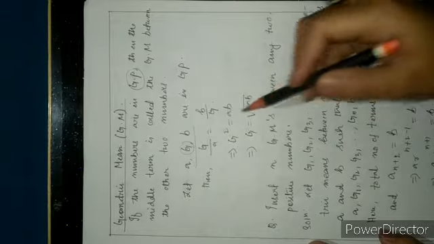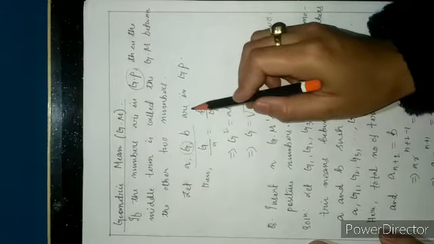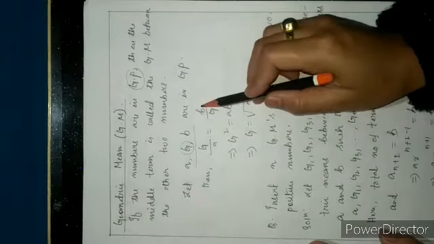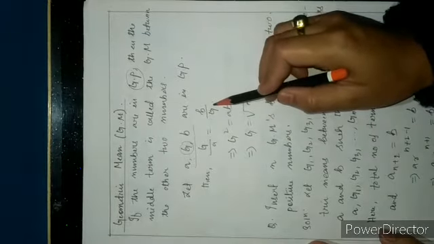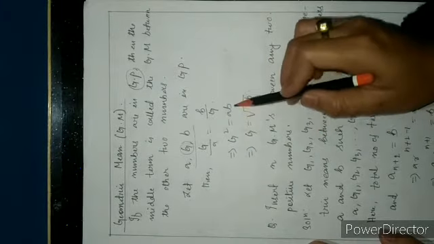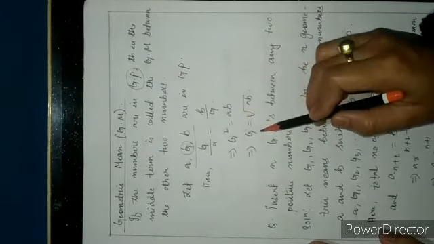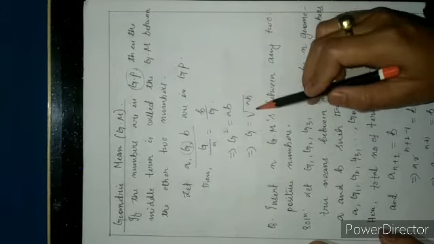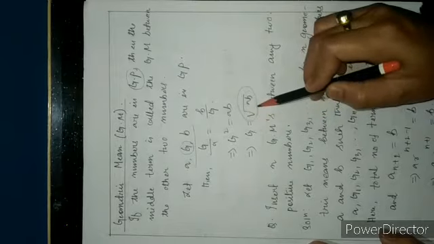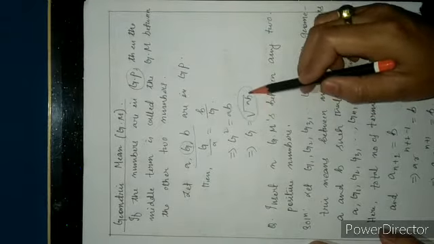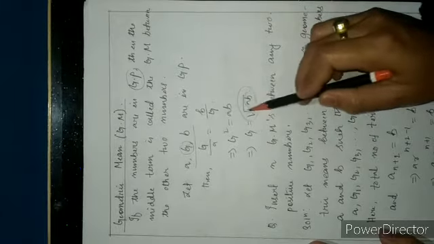If the three numbers are in geometric progression, then the second term divided by the first term will be equal to the third term divided by the second term, which is the common ratio. By cross multiplication, Z square is equal to ab. Taking square root on both sides, Z is equal to square root of ab. The geometric mean between any two numbers is given by the square root of the product of the two numbers.